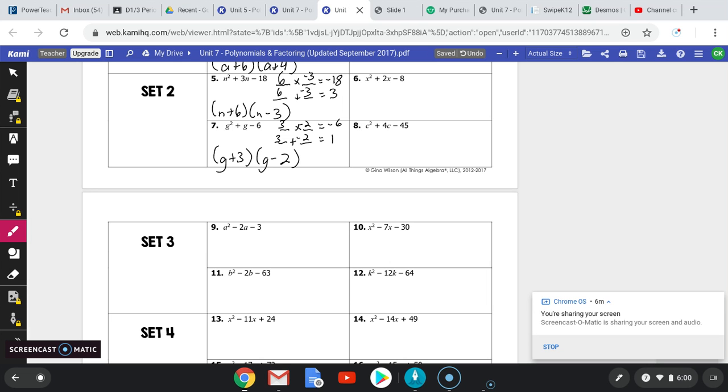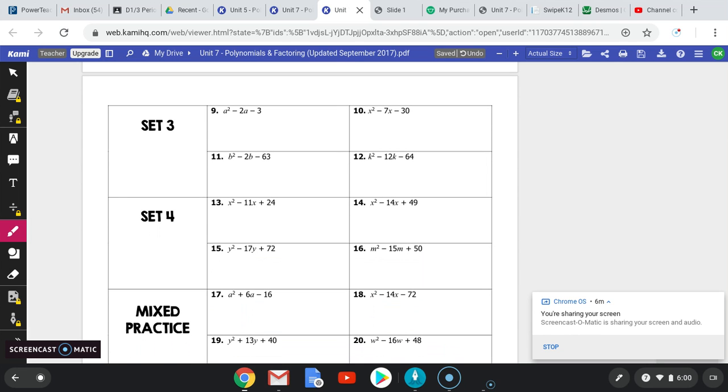Right? Let's look at the next set. Same concept again, except now both are minus, minus. So you're basically saying what two numbers multiply to give me negative 3, and those same two numbers add to give me negative 2. Well, the only two numbers that multiply to 3 are 3 and 1. So one of them has to be negative. Which one has to be negative so that when I add them together, I get negative 2? It would be negative 3, because negative 3 plus 1 is negative 2. So a minus 3, a plus 1.